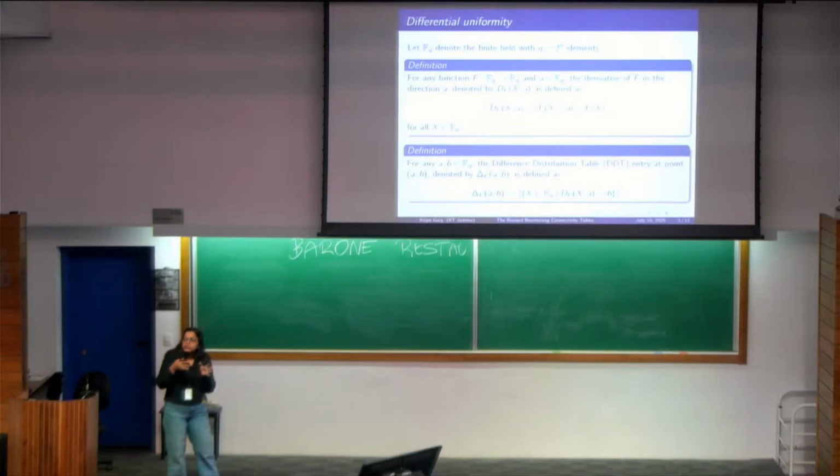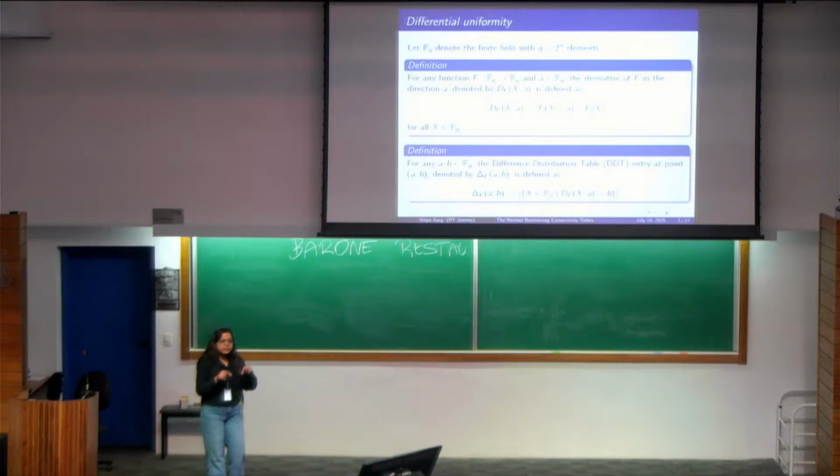Then corresponding to those two elements, we can always find the number of solutions of the equation f(x+a)+f(x)=b. So what we are doing basically, we can take a as rows and b as columns. Corresponding to the a-th row and b-th column, the entry is the number of solutions of this equation f(x+a)+f(x)=b. And the differential uniformity is defined as the maximum of these entries of the difference distribution table.